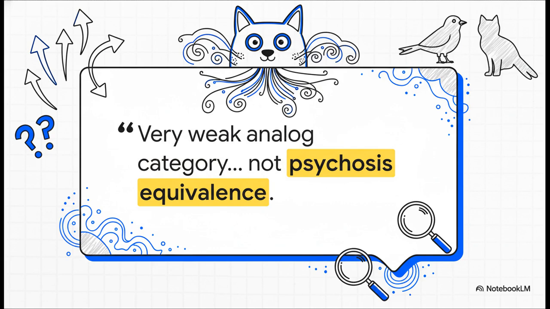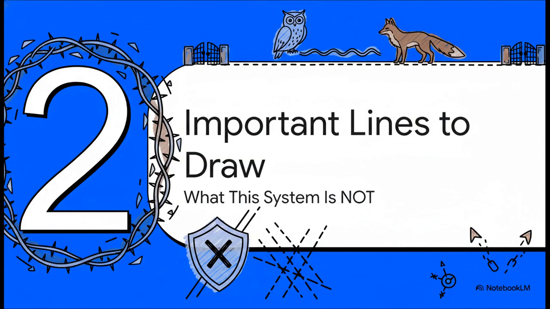It says the mappings are highly provisional and are really only about things like distorted signaling or unusual perception ecology. And, this is the key part, not psychosis equivalence. It's not trying to jam a square peg into a round hole. It's being really careful. This leads us to something absolutely critical.